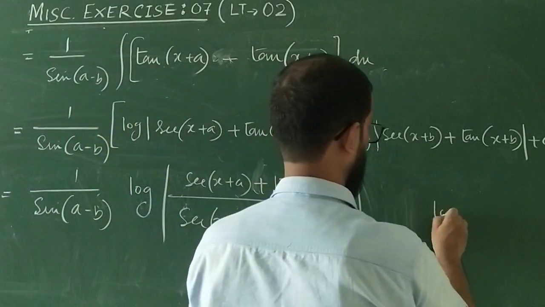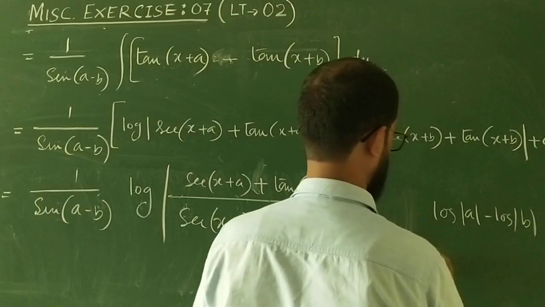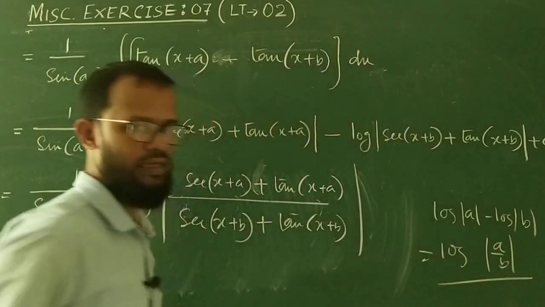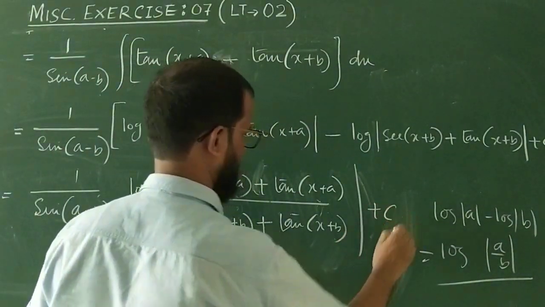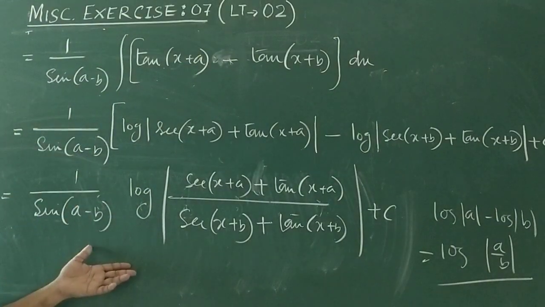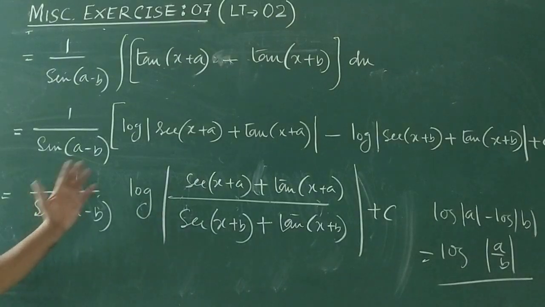Suppose log modulus of a minus log modulus of b equal to what? Log modulus of a by b. This is the result I have used. Okay, and finally add the constant, you will get the result. So this is a particular integral, important one for you, and I hope you understand.